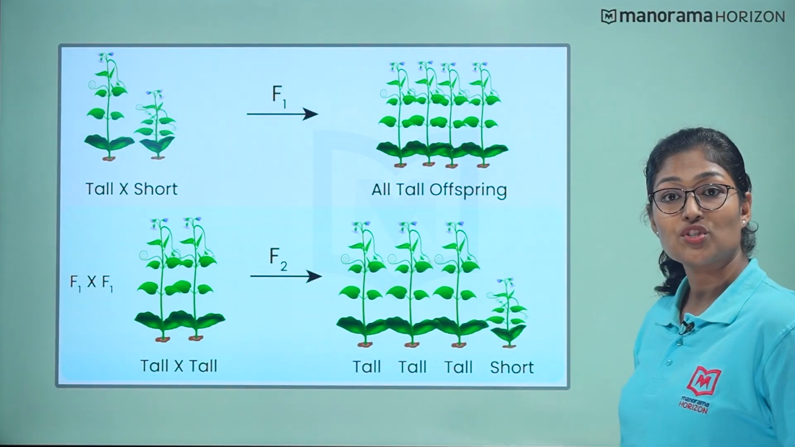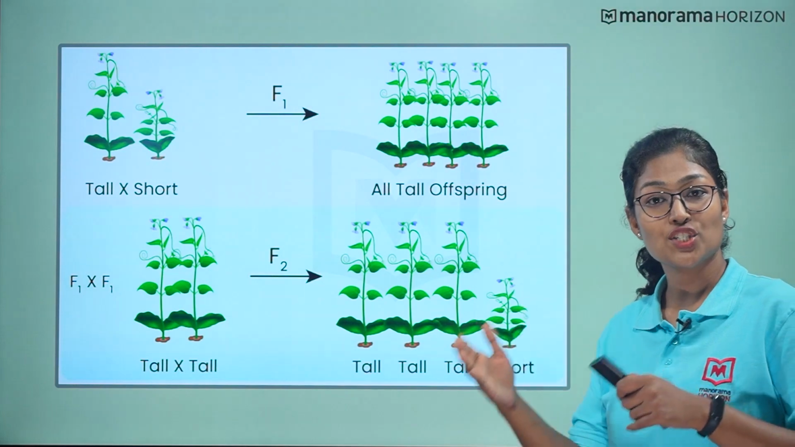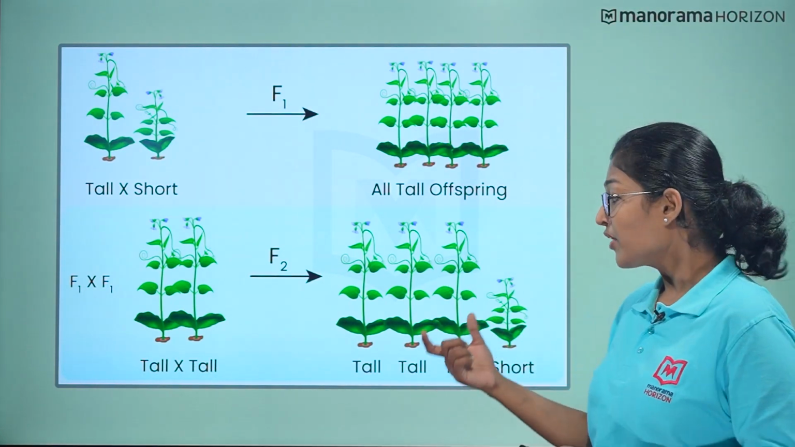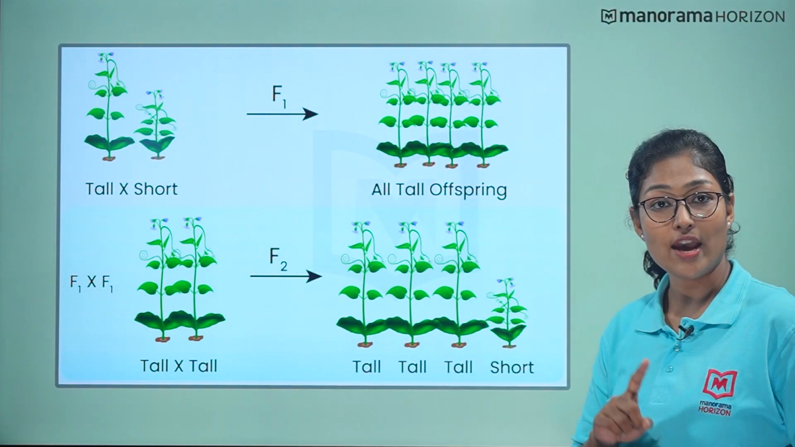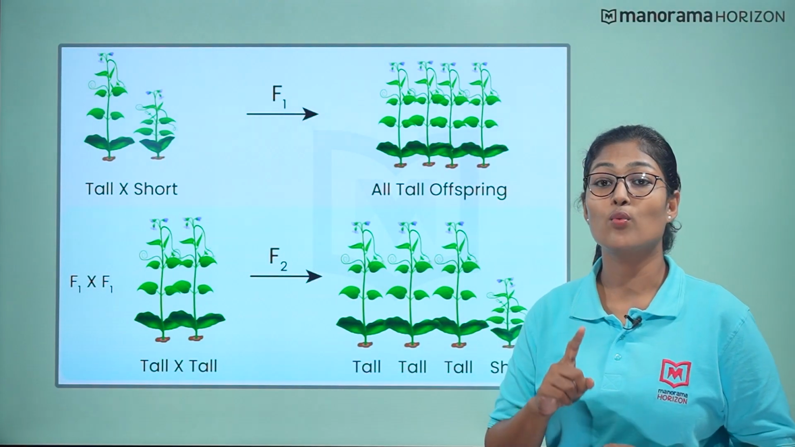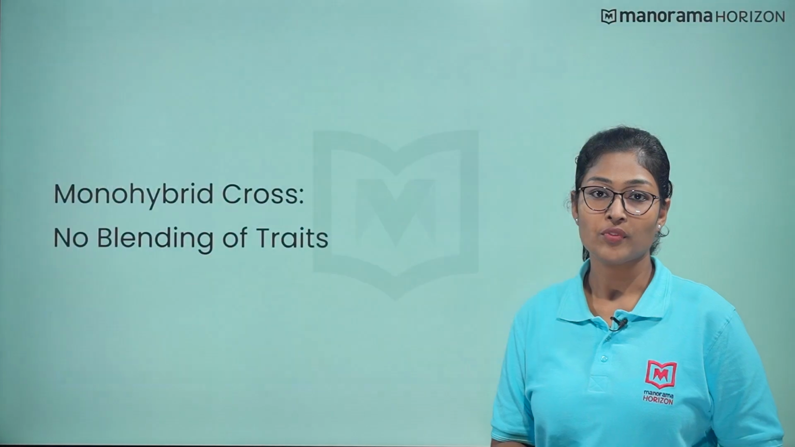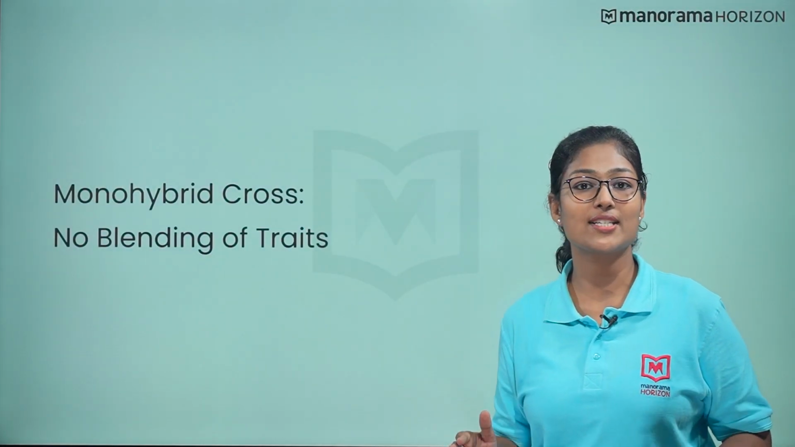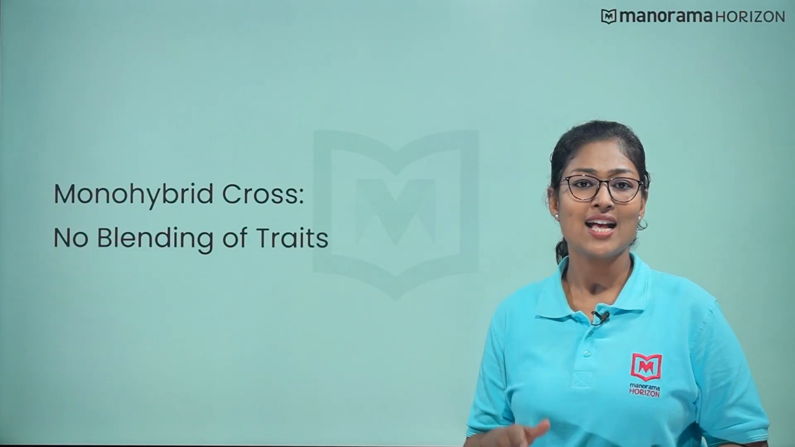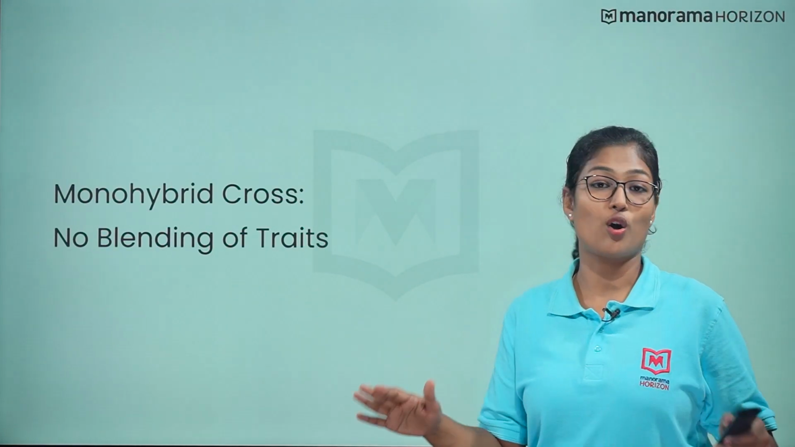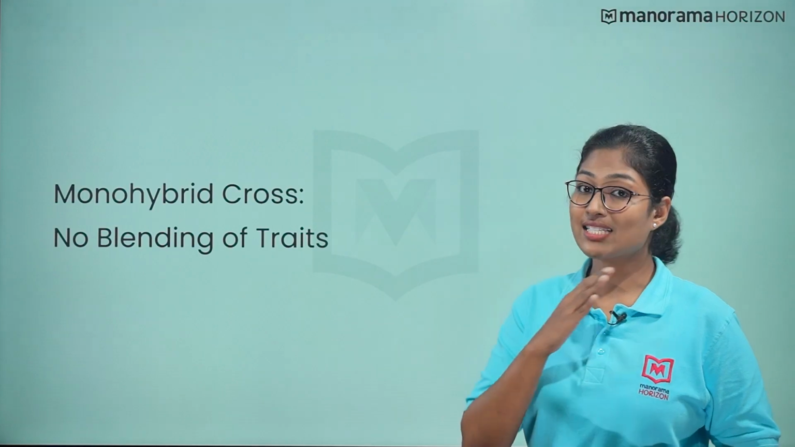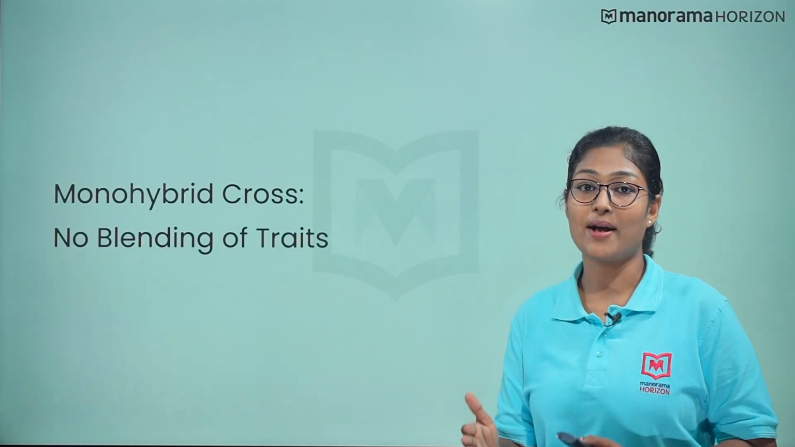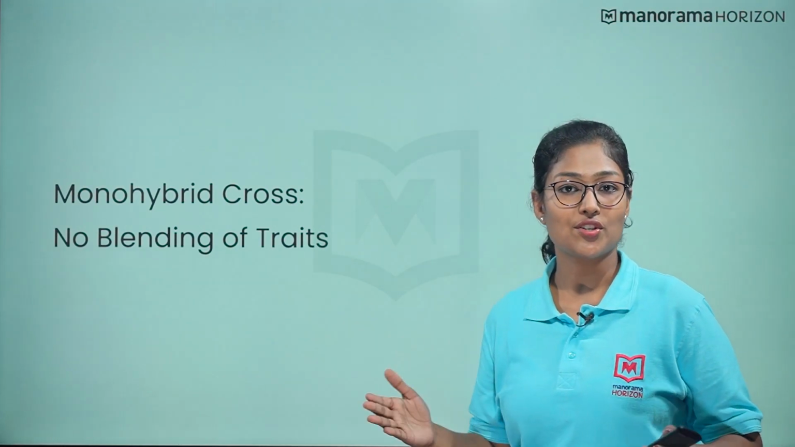The F2 progeny includes tall and short plants in the 3:1 ratio, which means 3 out of 4 F2 plants were tall while 1 was short. However, none of the F2 plants was of intermediate height. This means that the blending of the trait was not observed. Mendel found similar results for all the monohybrid crosses done with parents showing other contrasting traits.